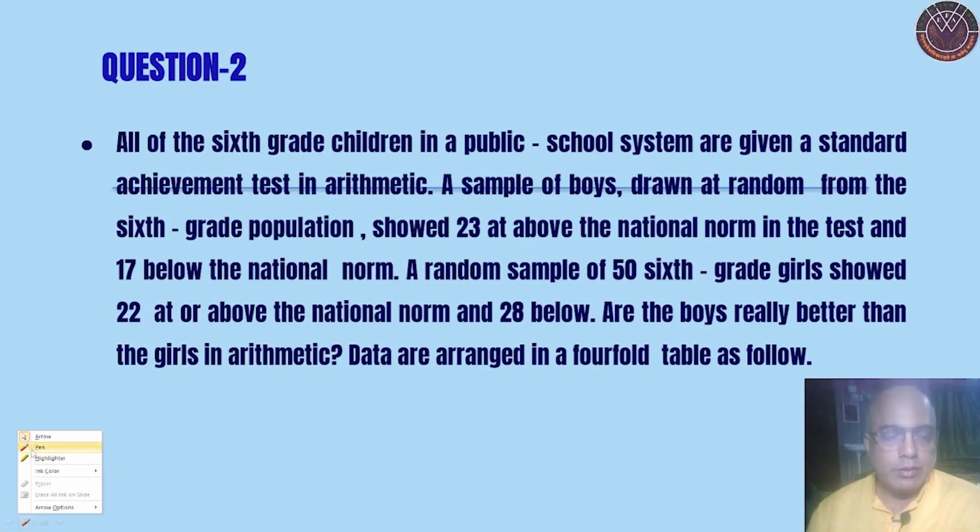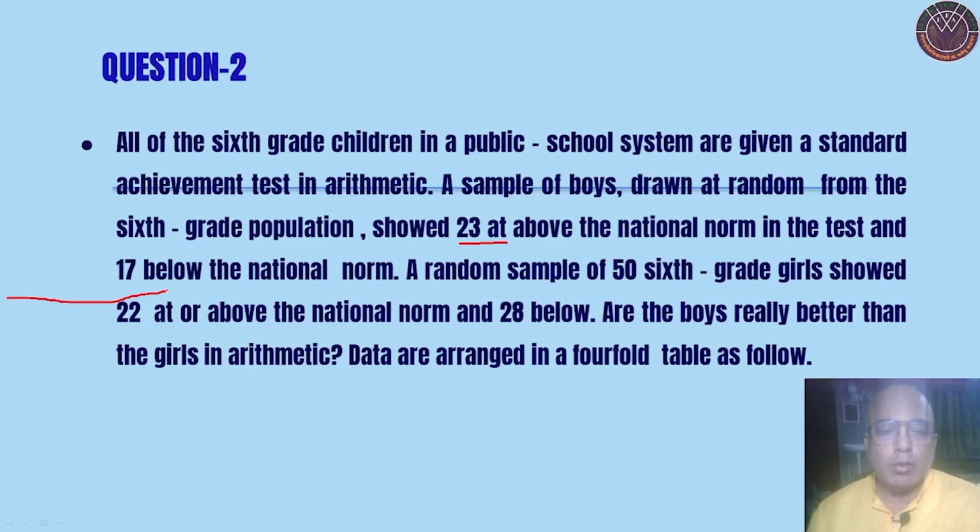The question says that all the 6th grade children in a public school system are given a standard achievement test in arithmetic. A sample of boys drawn at random from the 6th grade population showed 23 at above the national norm in the test and 17 below the national norm. So in a mathematics test, you see how many students are above the national norm, 23, and 17 below.